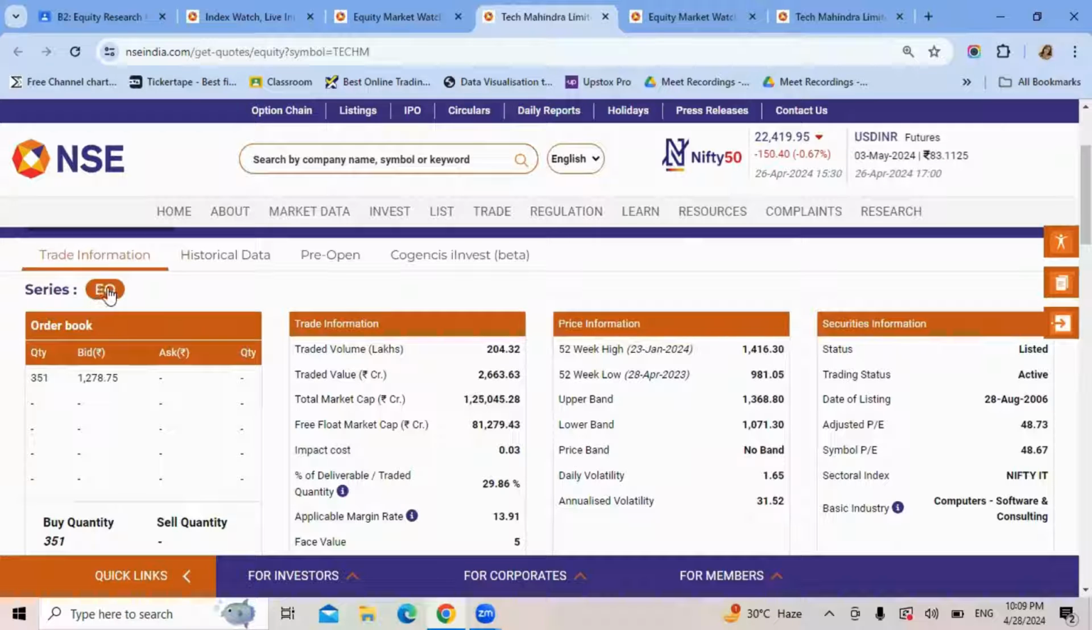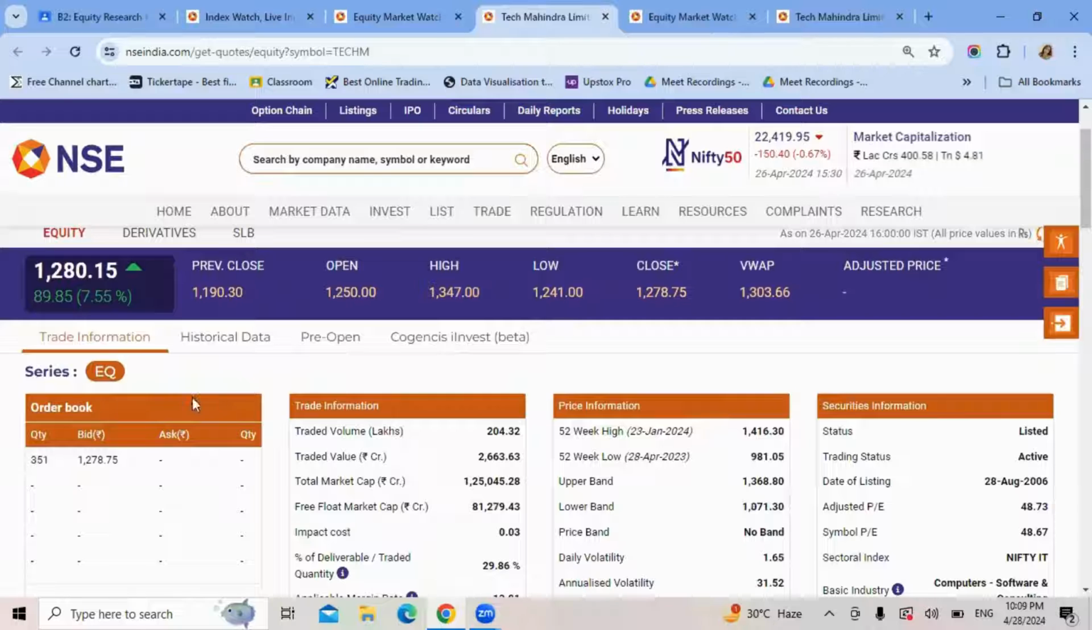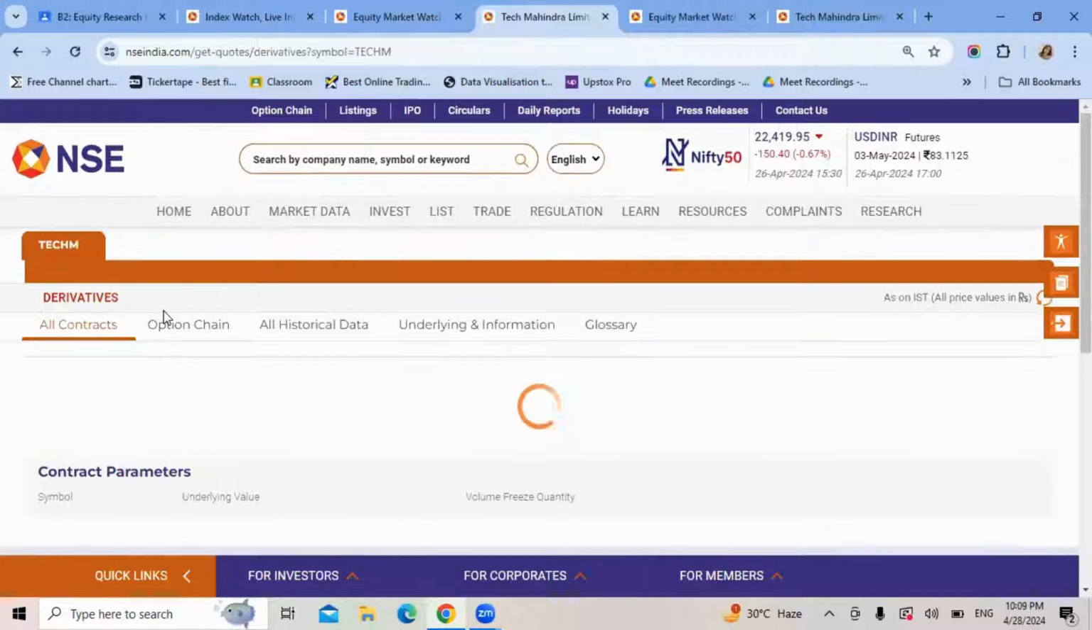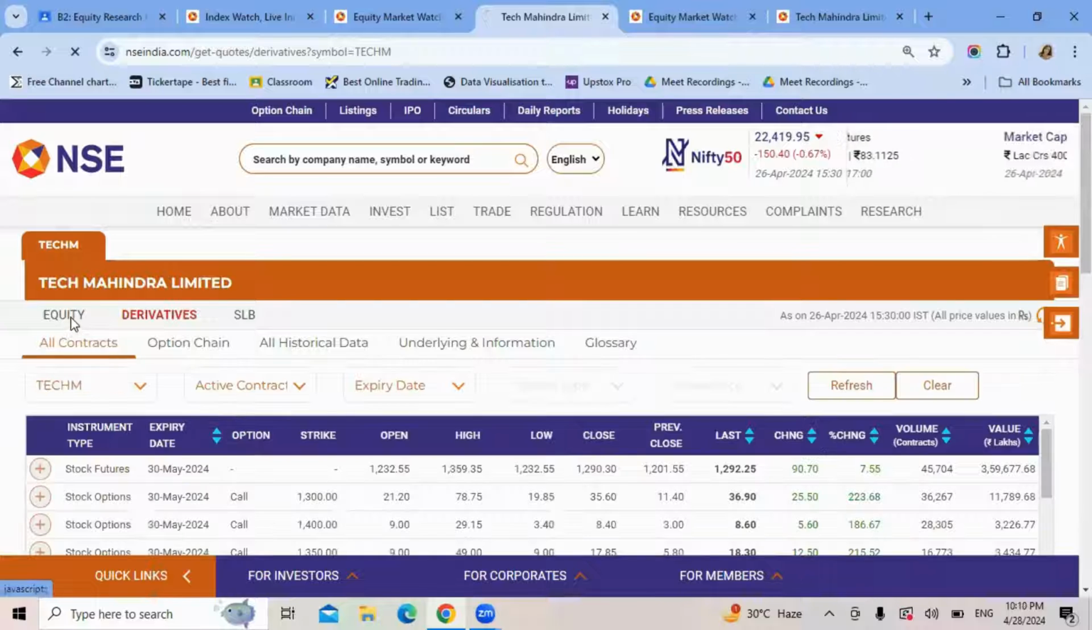Series is EQ, which is equity. So this denotes that we are at the page where we'll get information on the equity for Tech Mahindra, that is per share value or related to the shares of Tech Mahindra. Whereas you also have a tab on derivatives and SLB. So I want you to do some research on what derivatives and SLBs are, and preferably in the coming sessions, we will talk more about it. For now, let's go back to equity.